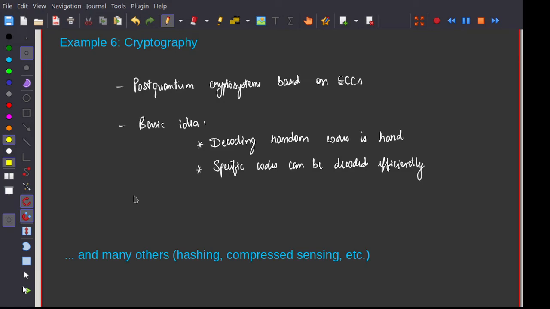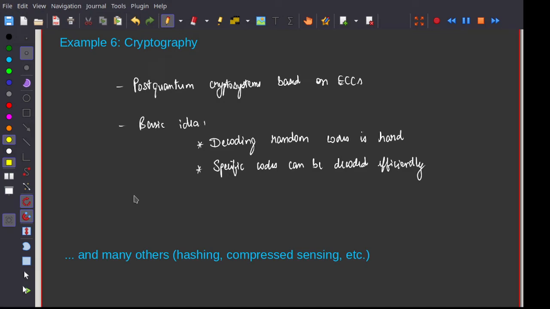So the very high level basic idea is that if I give you a random code, then decoding this over a noisy channel is going to be a very, very hard, computationally hard problem. But then there are specific codes which can be decoded very efficiently. Okay? So the high level idea is to use the key.